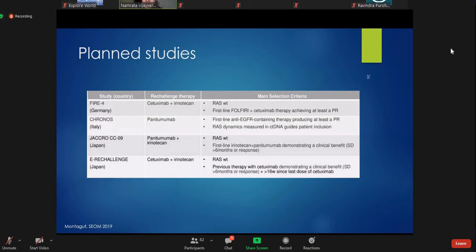So a lot of studies are being done. They have not been reported yet, but it's something to look forward to, and I think it's definitely going to develop into an area to look out for in this disease. So I'm going to pause here.